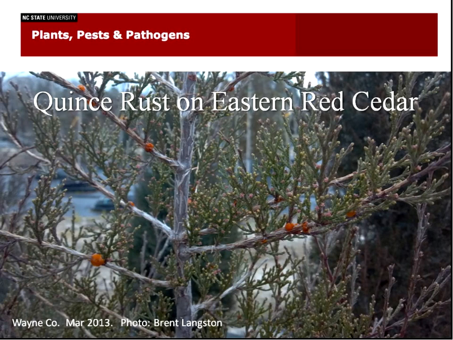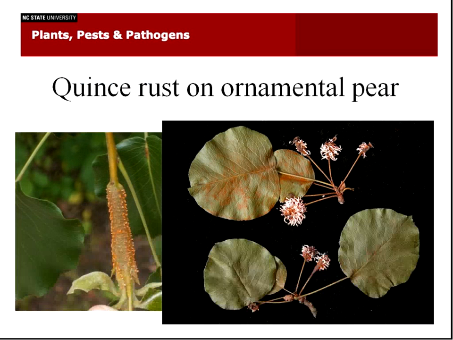Quince rust in the same genus is much less conspicuous, just small swellings on the branches of the cedar tree. But at the right time of year, they will be producing a similar gelatinous material on which the spores are produced. And here we've shown pictures before of what it'll do on ornamental pear, both on the twigs and on the fruit. Similar symptoms have been seen here on campus on Amelanchier, on the serviceberry fruit, but I haven't been able to actually definitively identify which rust that is.